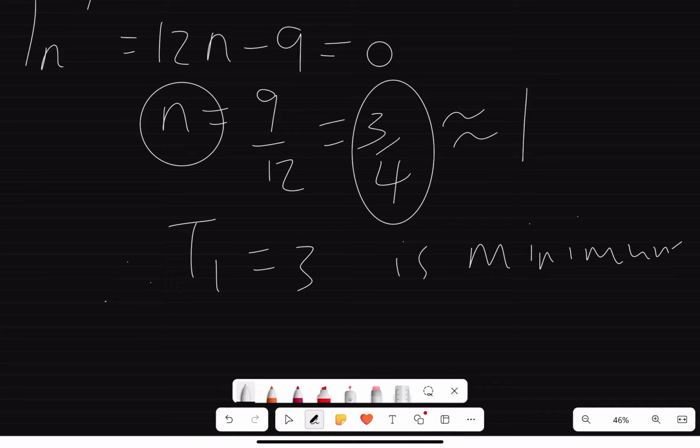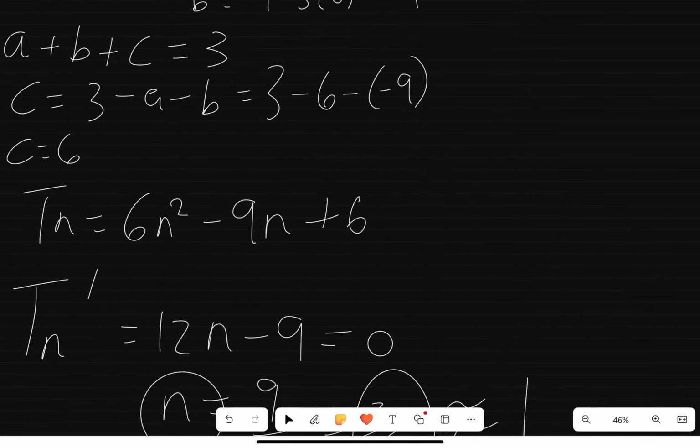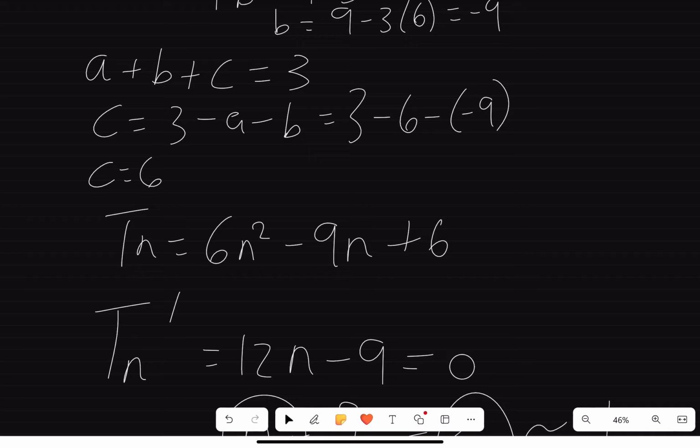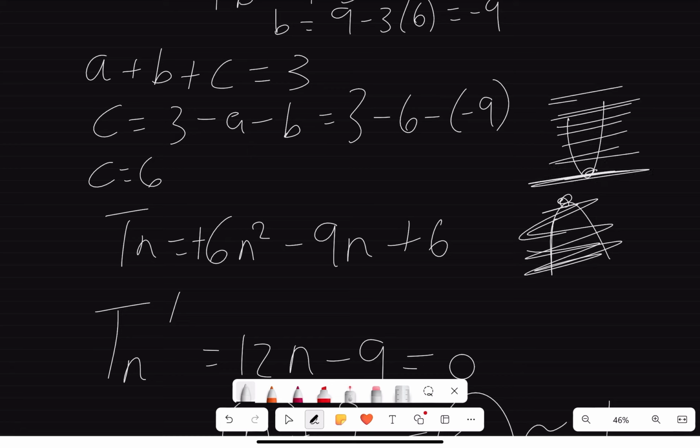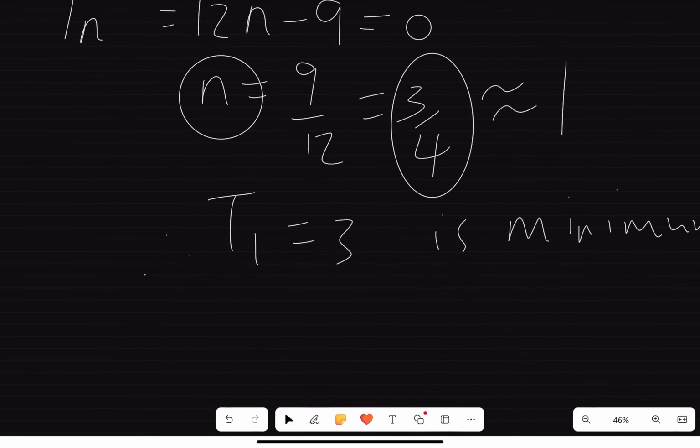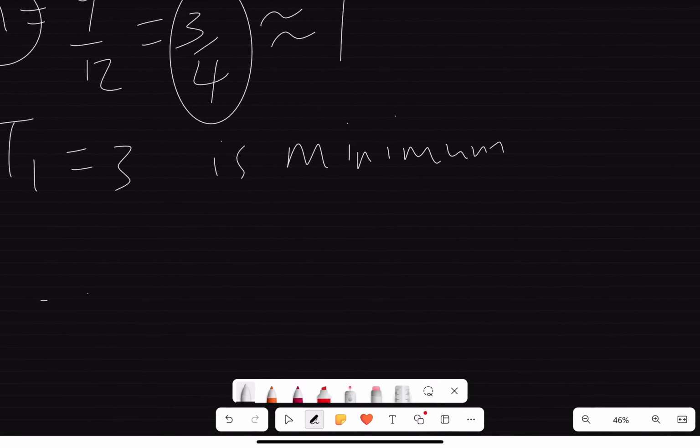How did I know that this is a minimum, not a maximum? If you check, this parabola is facing up because the coefficient of n squared is positive, so it's going to have a smallest value there. Sorry, it's going up. So this is the smallest value, and it keeps on going up basically forever and ever. Therefore, Tn is always increasing.